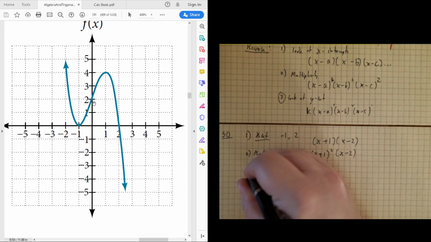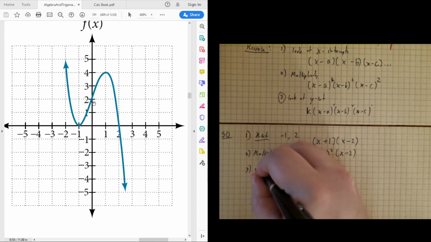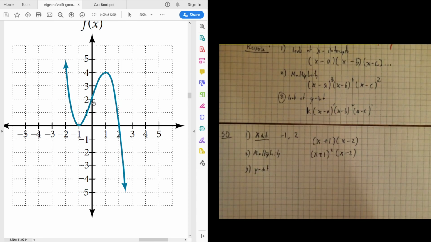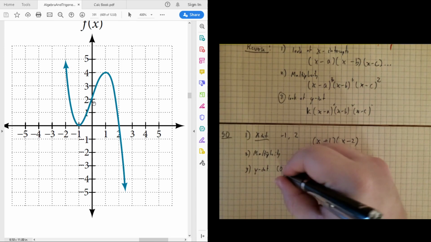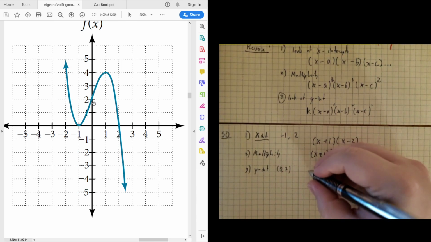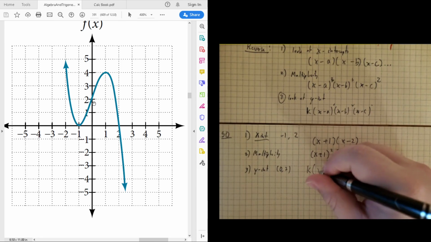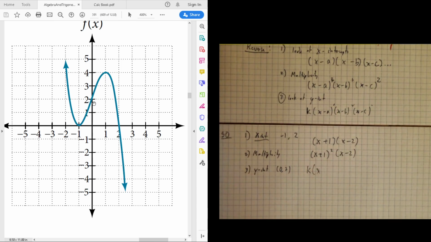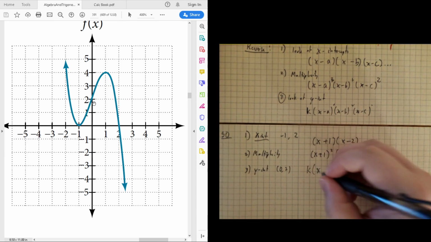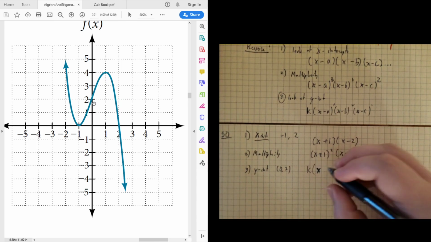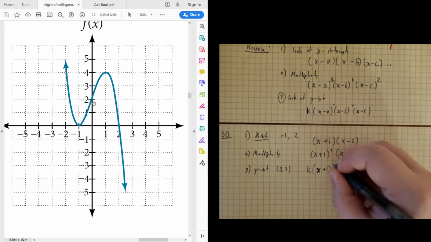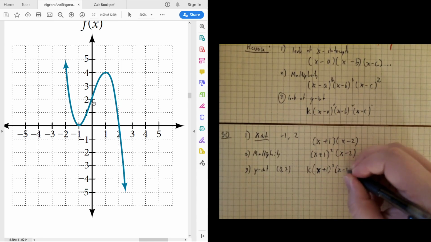Okay, now 3. Now I want to do the y-intercept. Now the y-intercept in this case is at (0, 2). So I'm going to throw that letter out front. I'm going to call it k. My pen is dying. Go a different pen. So k times x plus 1 squared times x minus 2.